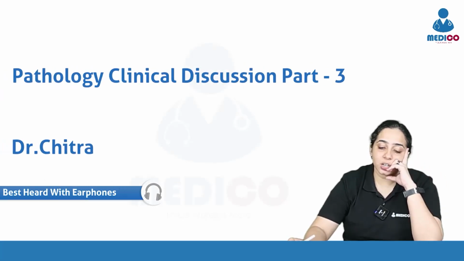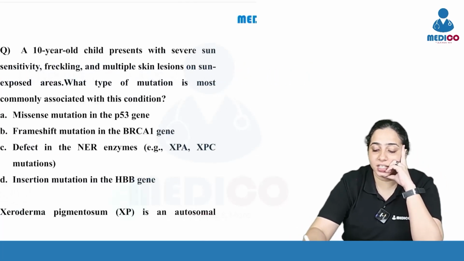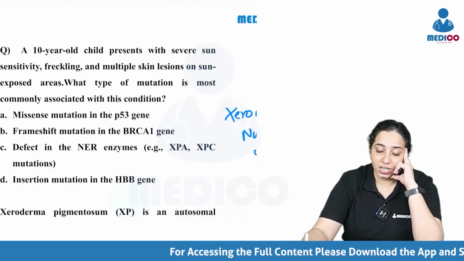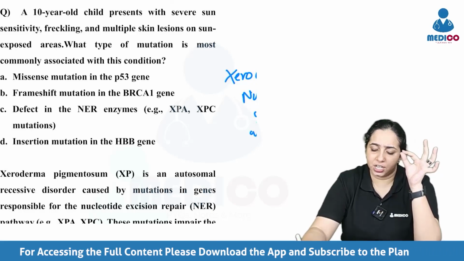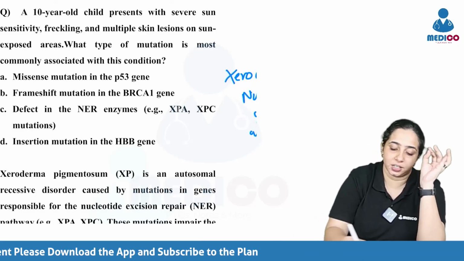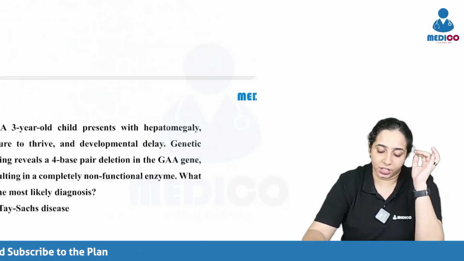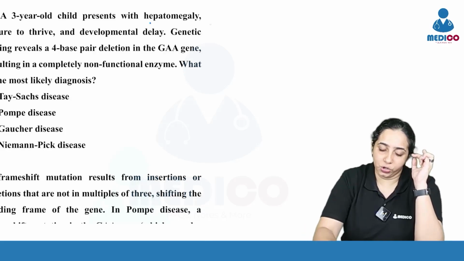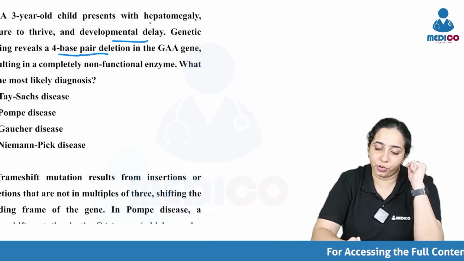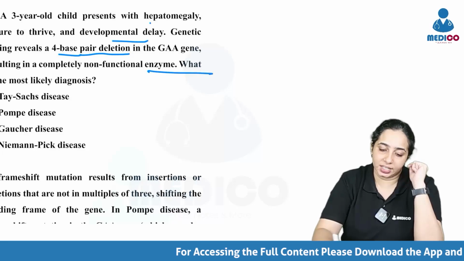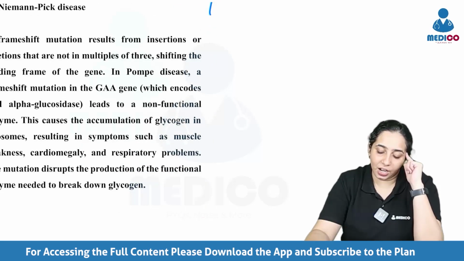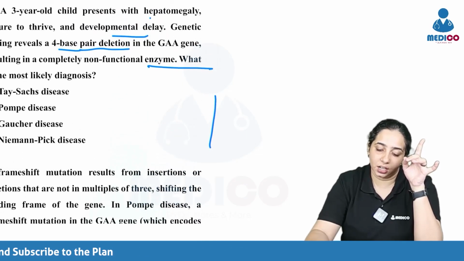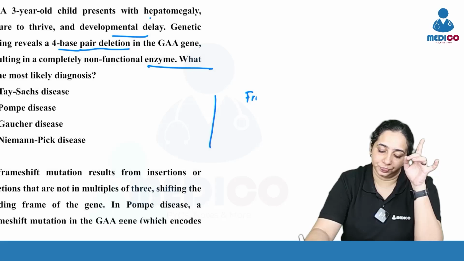So here, a 10-year-old child presents with severe sunburn, that is your xeroderma pigmentosum, which is a nucleotide excision repair pathway defect. Now let's take a look at the next question. 3-year-old child, developmental delay, 4 base pair, that is functional enzyme. So this question is actually a bit tough because it deals with a frame shift mutation.